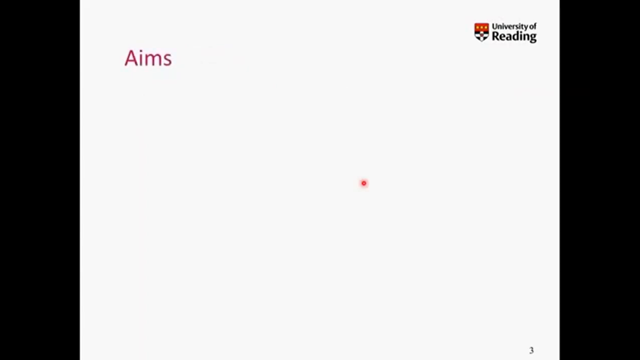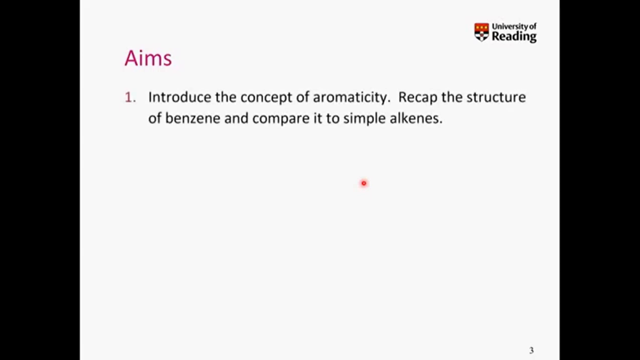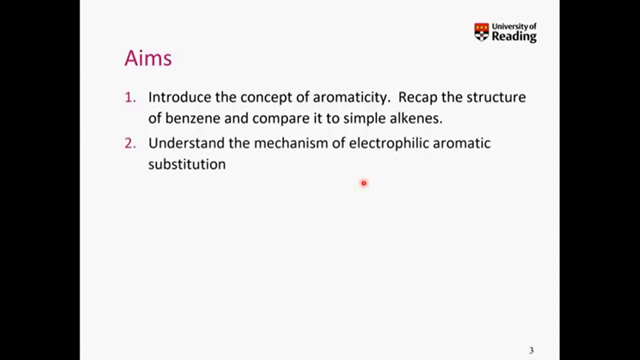So what are the aims of what we're going to do for the next hour or couple of hours? Well, first of all, we're just going to introduce the concept of aromaticity. Again, for most of you, hopefully this will be a recap. We're going to recap the structure of benzene and aromatic rings, and very quickly think about how it compares to the alkenes that you did with Dr. Page last week. We're then going to look at a specific type of chemical reaction that aromatic rings undergo, electrophilic aromatic substitution, and hopefully understand the mechanism of that.